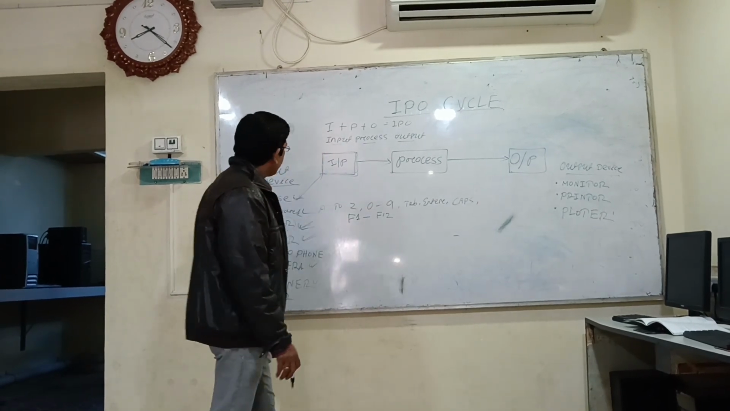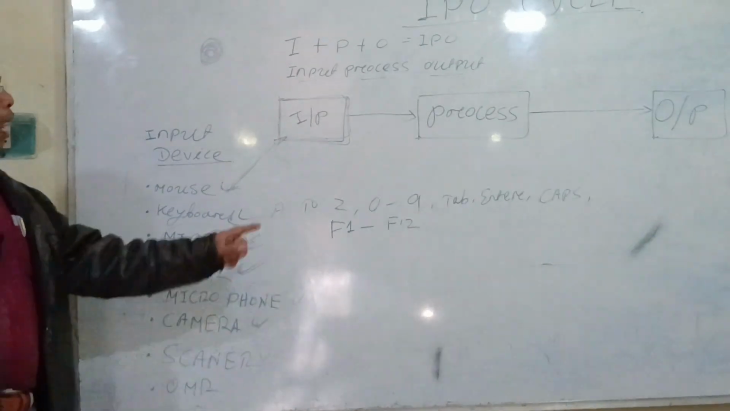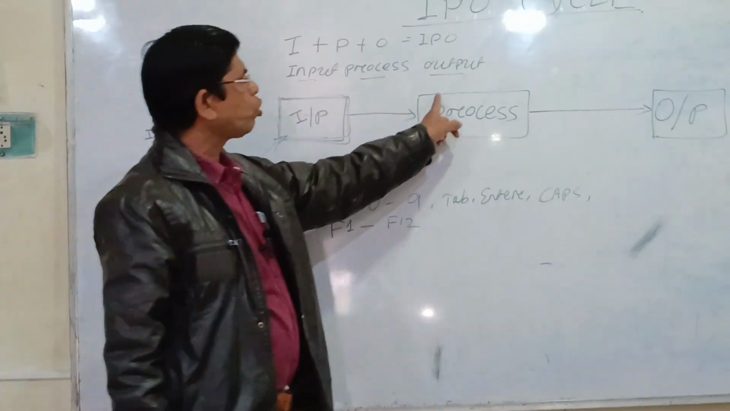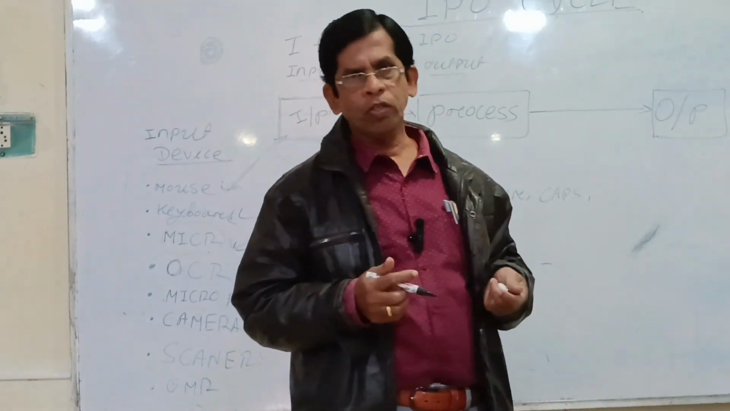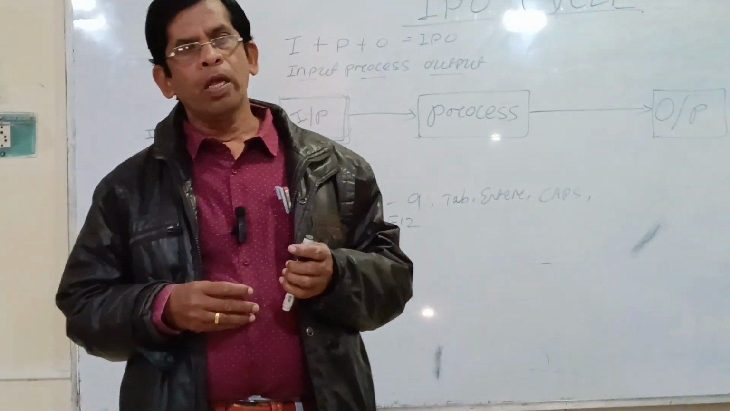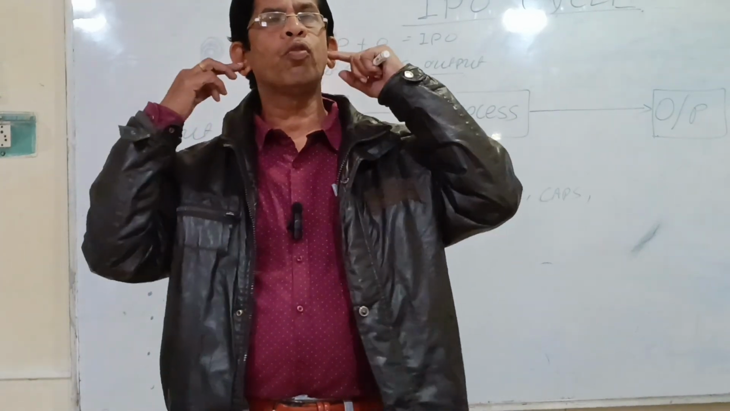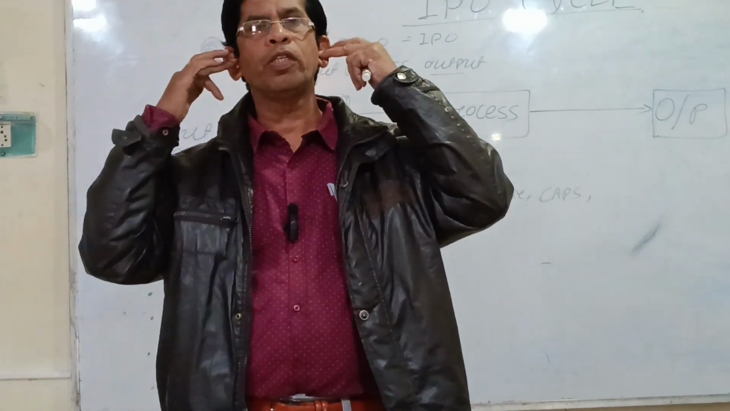Next, the instruction is given in the input section. After the instruction, the instruction is processed. Where is the process? In the processing section. Suppose human beings: input is through the ear when I give an instruction.